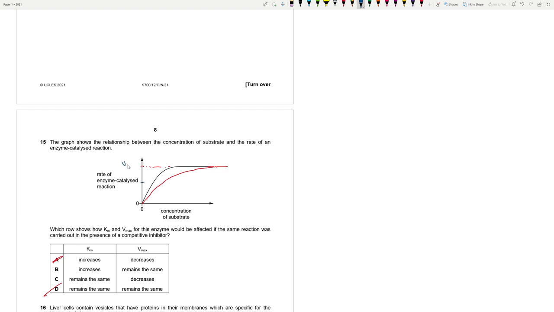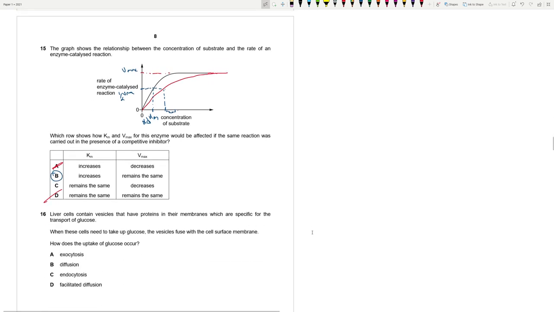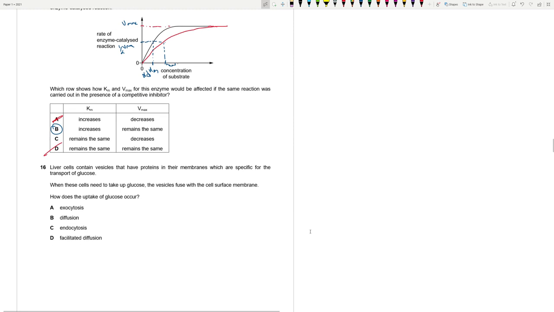So look, this is Vmax. This is half Vmax. Compared to before, what happened to the Km? This was the old Km. Now look at the new Km. It is higher. It increases. Remember that. 15B. Very important MCQ. Important for paper 2 as well.